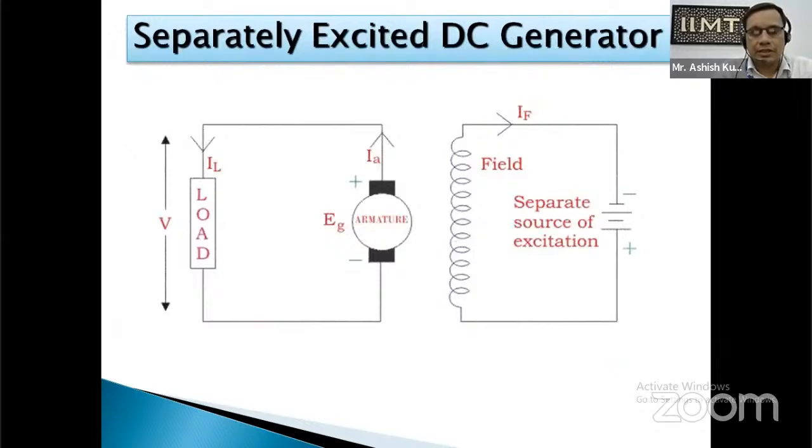This is the circuit diagram of a separately excited DC generator. Here we can see the field winding is separately excited by a DC source, due to which a magnetic field is created, and when the armature is rotated with the help of a prime mover, the armature conductor cuts magnetic lines of force, due to which an EMF is generated across the armature, represented by EG. When a load is connected across the terminal, a current starts flowing from the armature, that is IL, and it goes towards the load as load current.